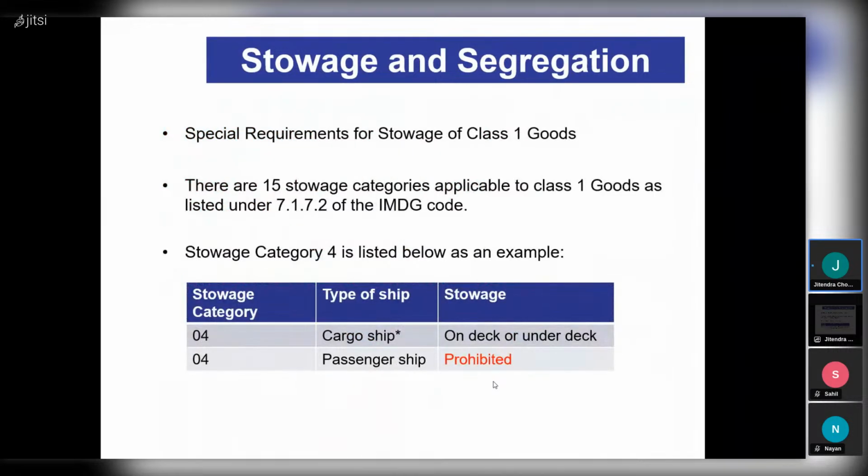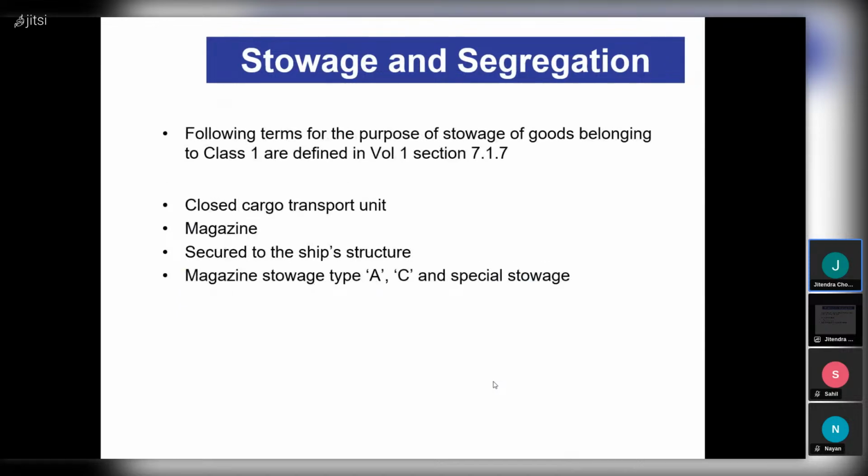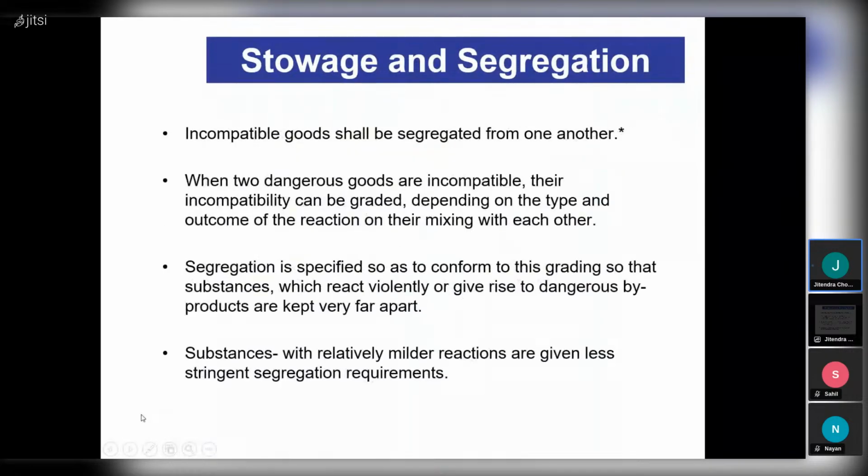And then special requirements for class 1 goods. There are 15 categories. Storage category 4 is listed below as an example. Then what is the purpose of storage of goods belonging to class 1 and defined in volume 2 section 7.1.7? So you have to do stowing as per this cargo transport unit magazine secured to the ship structure. Magazine storage type A, C, and special storage. So in the last, if the goods are incompatible, they have to be segregated as per the segregation table.